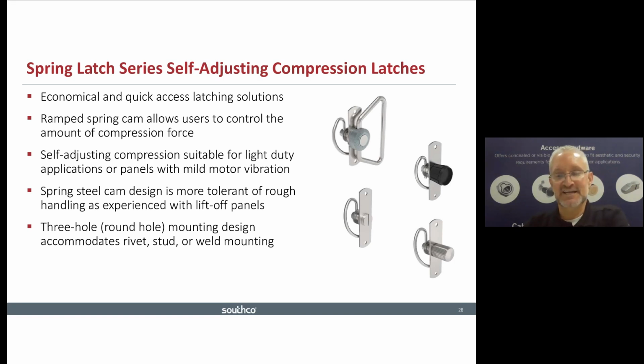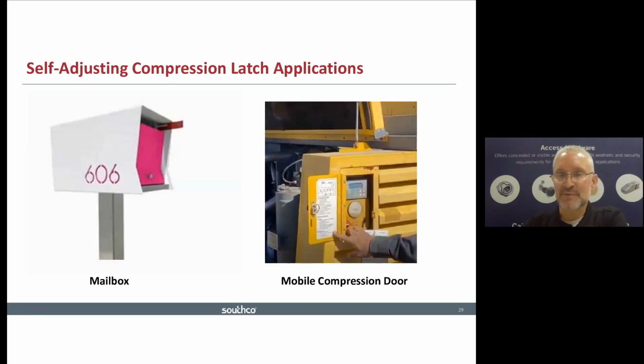So let's take a look at a couple images for these. Just a couple simple applications you might see in the field. On the left, you see a small single-hole mount adjustable compression latch holding shut the front panel or door of a mailbox. And on the right, you can see a 3-hole mount spring type latch holding shut, or in this case, open, a mobile door on a compressor. All right, so those are the 5 different types of application functions of compression latches and some application examples.